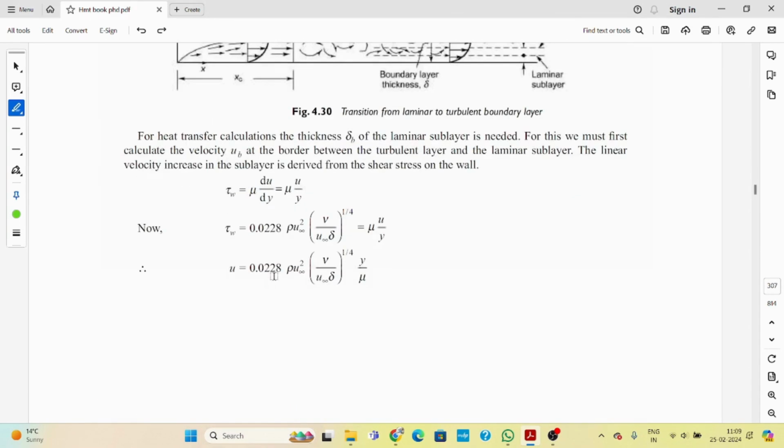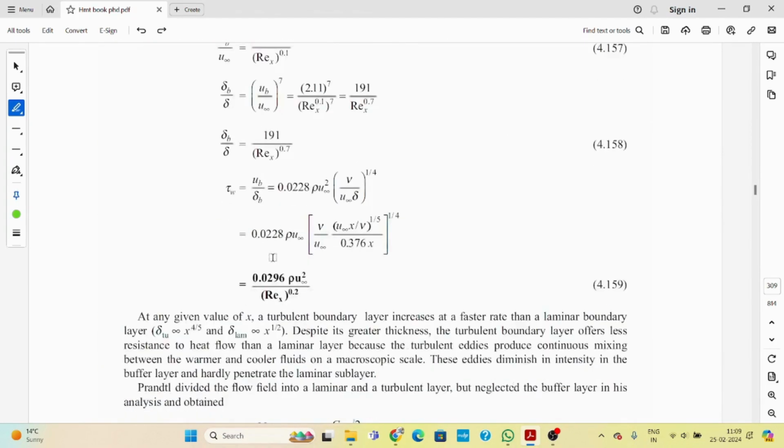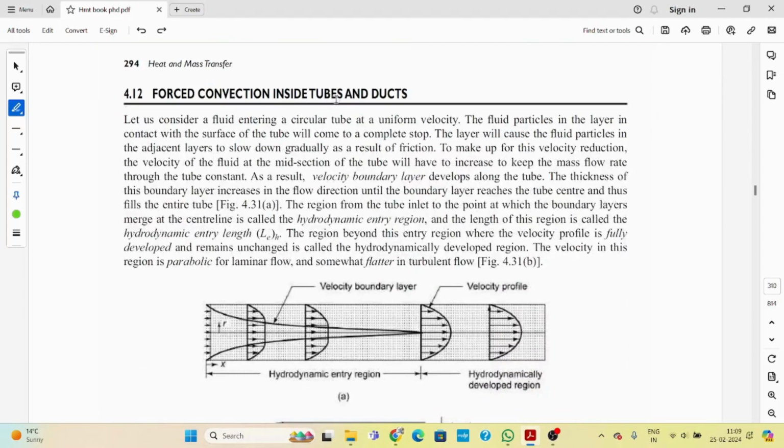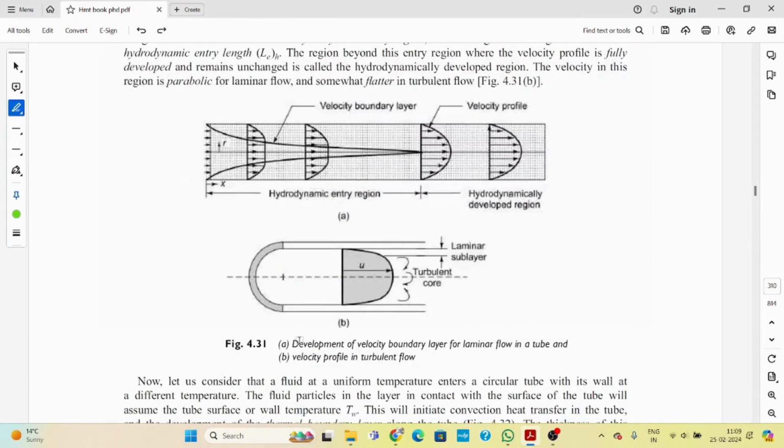These are the derivative part. Okay, we have studied this forced convection inside a tube. So here is the tube, and flow is flowing, and here is the formation of the boundary layer. That's it. Same thing. You have studied.